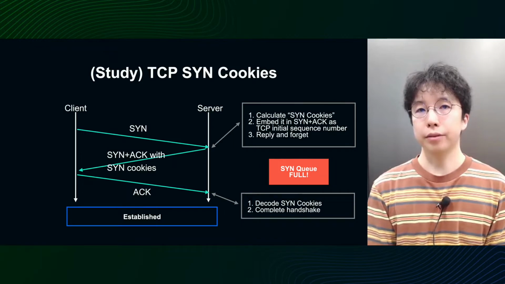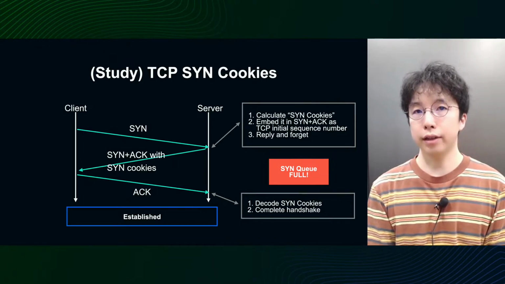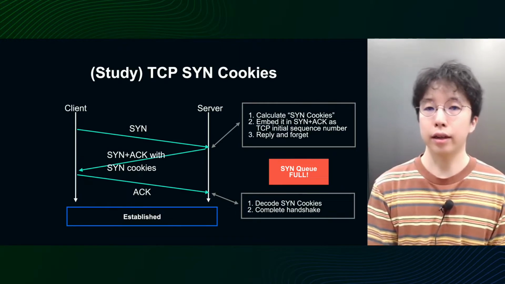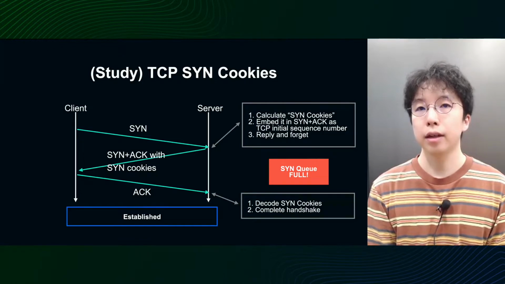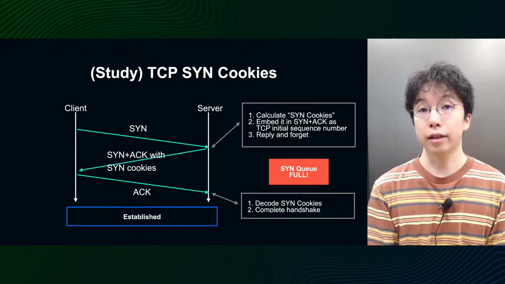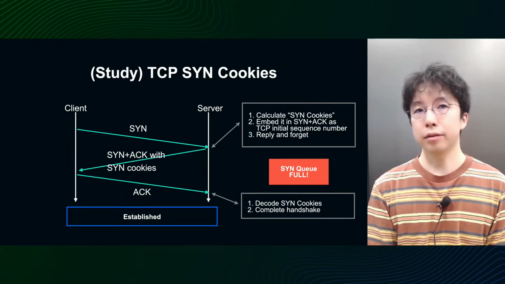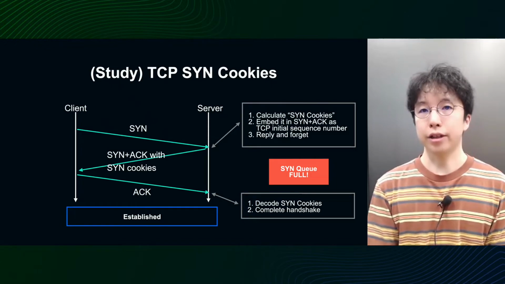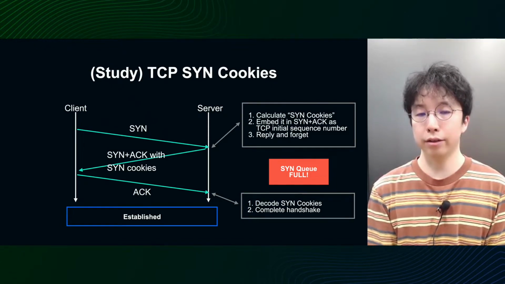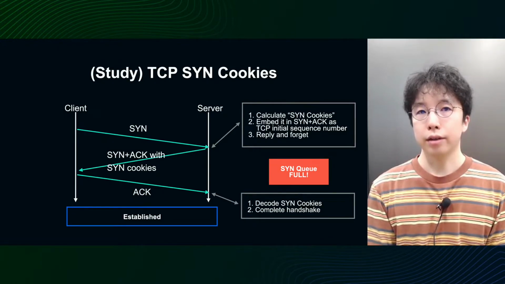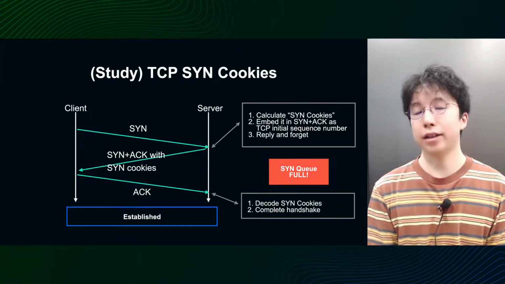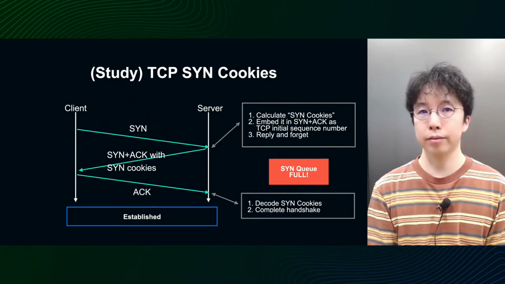Even in a flood situation, with TCP SYN cookies, the server can accept connections from the client. Here, we assume it is a Linux kernel. Instead of storing the SYN packet in the SYN queue, it encodes SYN information into the initial sequence number and embeds it in the SYN+ACK packet, and replies and forgets. And when ACK comes back, it decodes the sequence number, takes out the SYN information by decoding, and establishes the connection to complete the handshake.